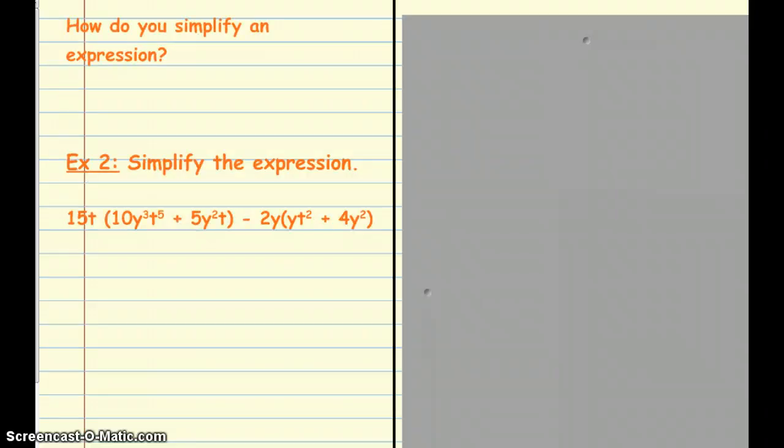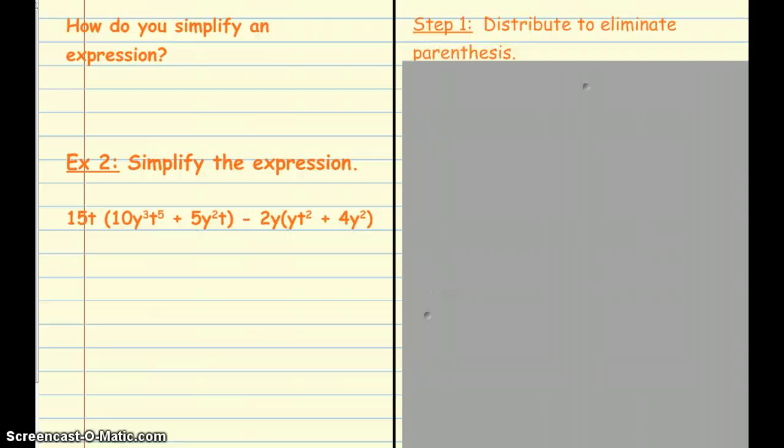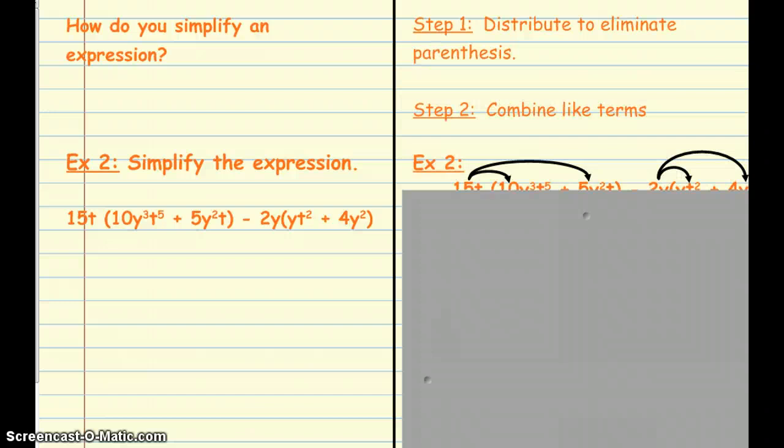Now, going on to the next topic, how do you simplify an expression? So we have more than just one term like we had before. We're going to combine these, and it's going to be two problems within one. So let's take a look at our steps here. There's two steps. Our first step is to distribute to eliminate the parentheses. So that's the same as before. And then we're going to look through and combine any like terms that we have.